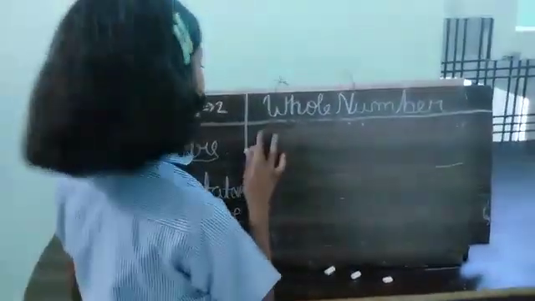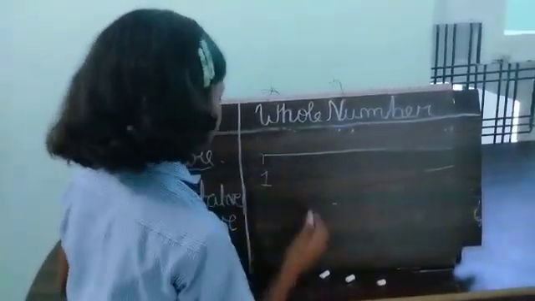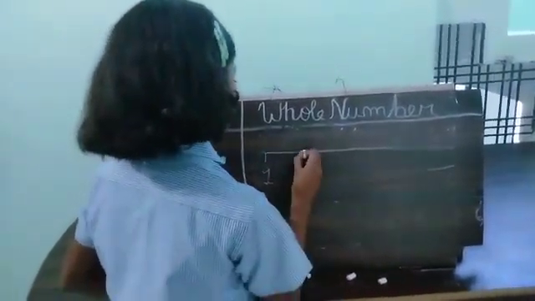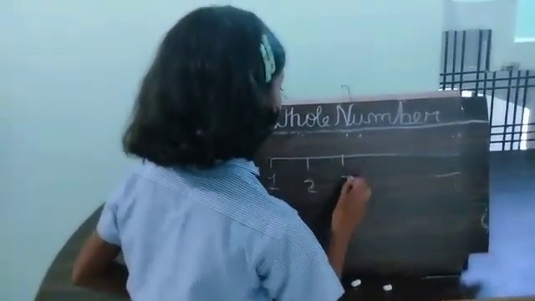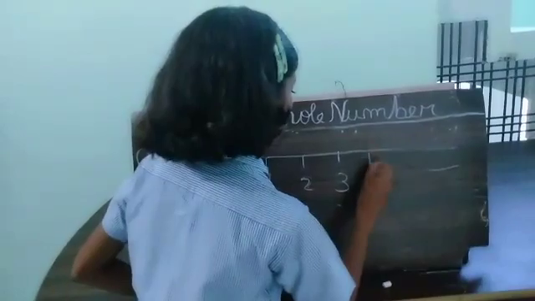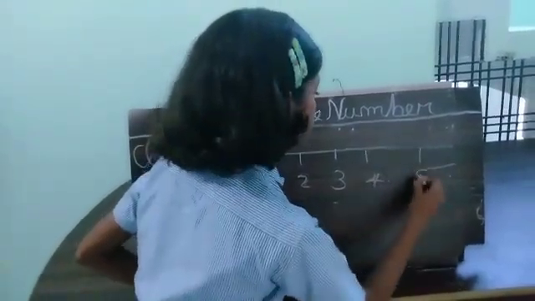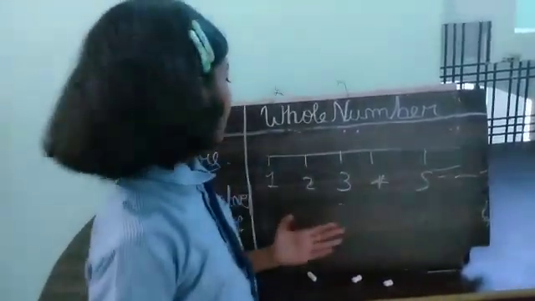Now I will draw the natural number line. 1, 2, 3, 4, 5 and many more are on the natural number line.